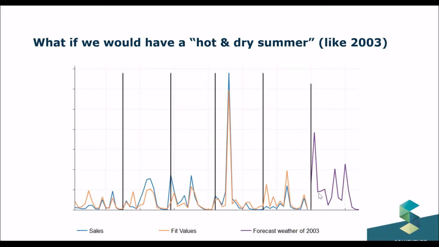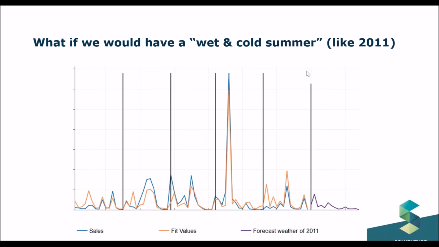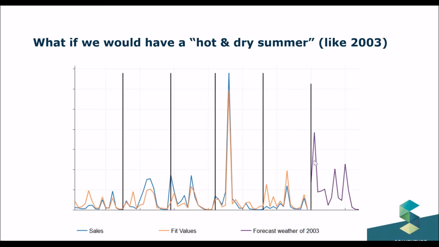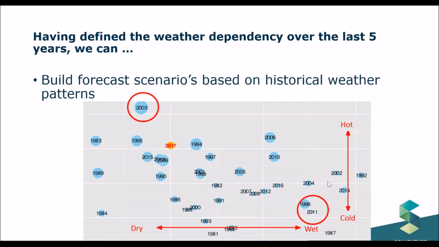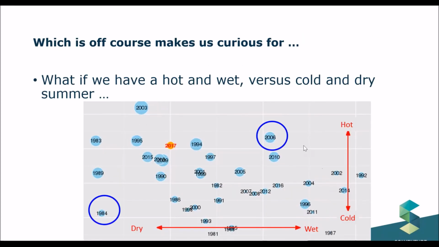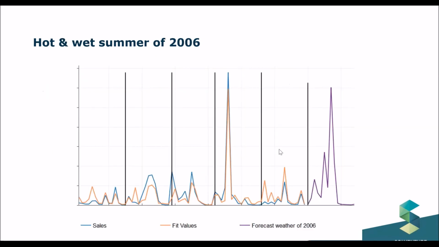Well, this would be my forecast if next summer would be hot and dry. What would be the forecast for a wet and cold summer, a pattern like 2011? You clearly see that for a wet and cold summer, the sales would be much lower. So this is hot and dry, this is wet and cold. And I can also look for the other extremes, like, okay, what would happen if I have a dry and cold summer or a hot and wet summer? Well, a hot and wet summer like 2006 is something like this.